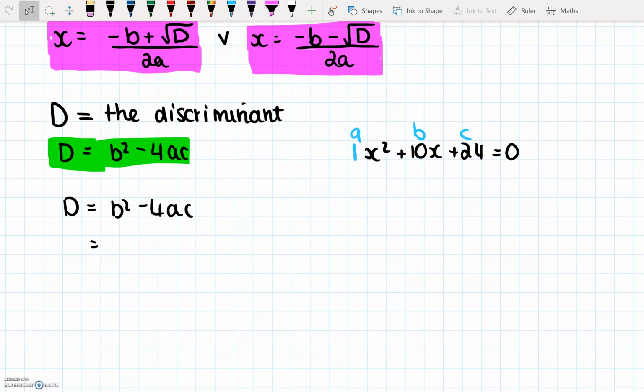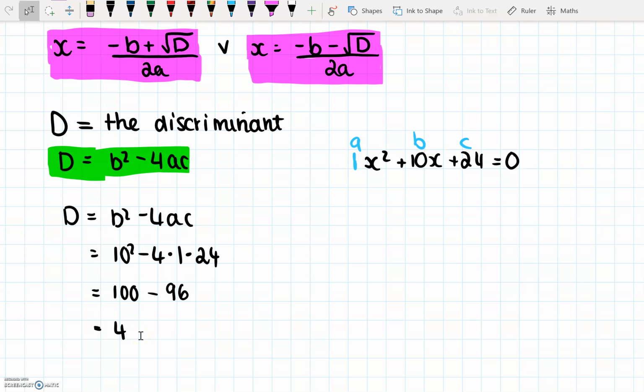Okay, now b was 10, so we have 10 squared minus 4 times a is 1 and c is 24. Okay, so b squared is 100, minus 4 times 24 should be 96. Is that right? Okay, so we have 100 minus 96 is 4. So in this case, our D is 4.